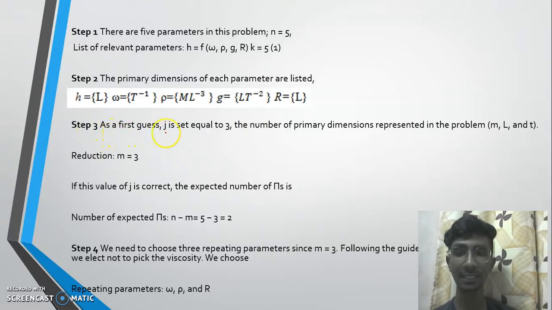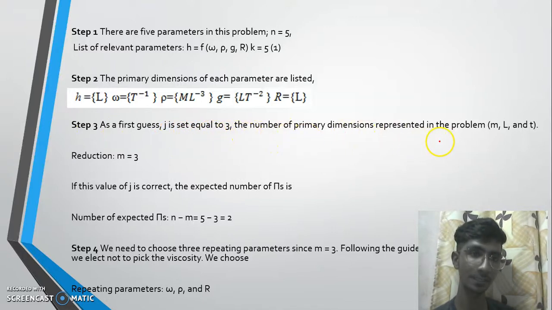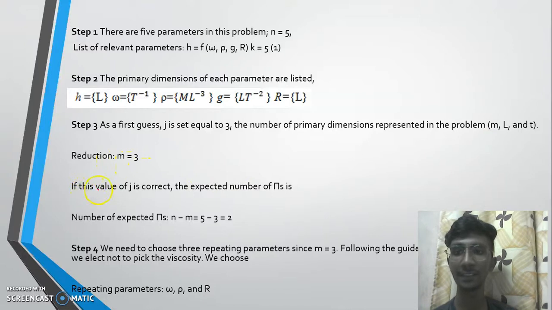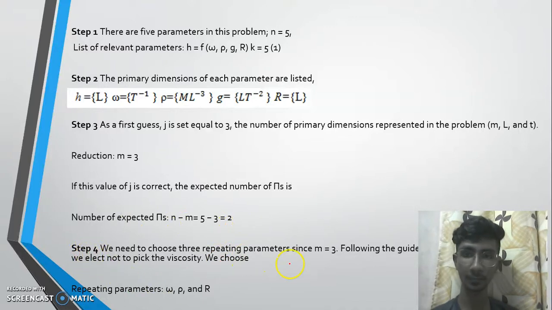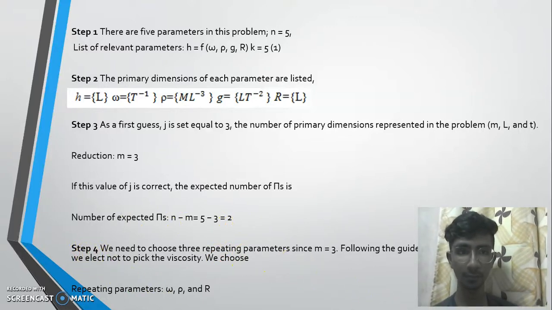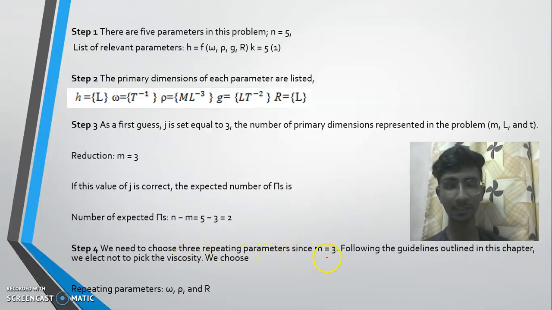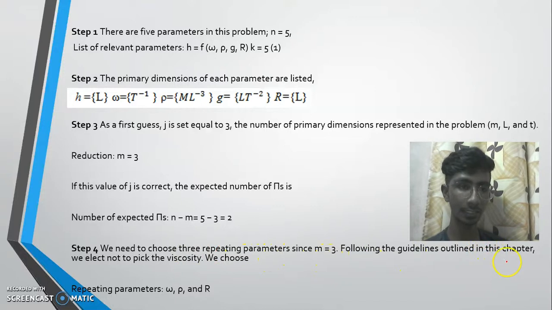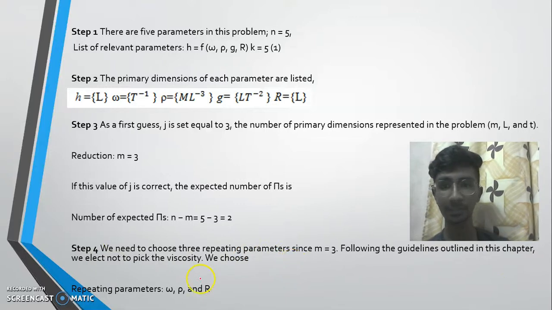Step 3, as the first guess, j is set equal to 3, the number of primary dimensions represented in the problem: M, L, and T. Reduction j equals 3. If this value of j is correct, the expected number of pi's is n minus j, 5 minus 3 equals 2. Step 4. We need to choose 3 repeating parameters since j is 3. Following the guidelines outlined in this chapter, we elect not to pick the viscosity. We choose repeating parameters ω, ρ, and R.